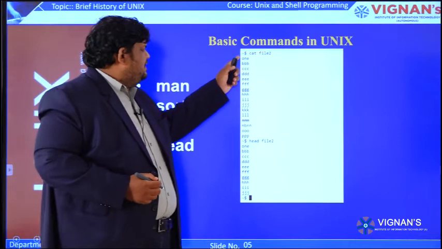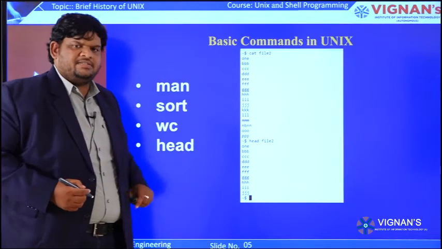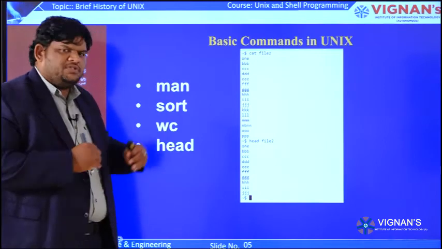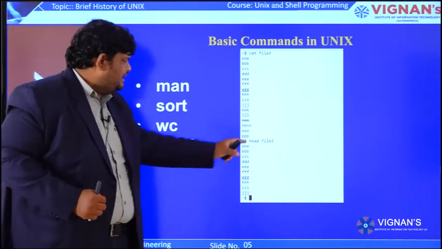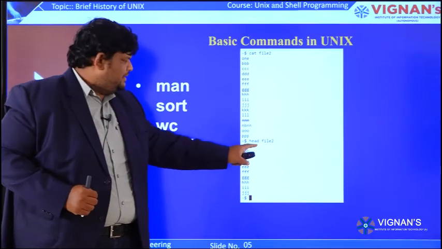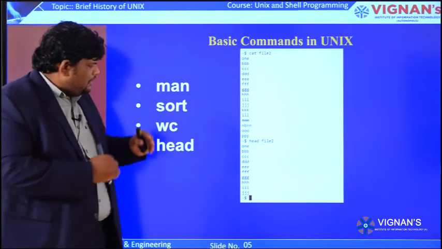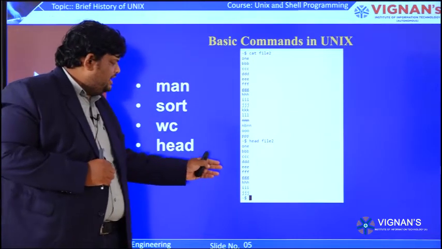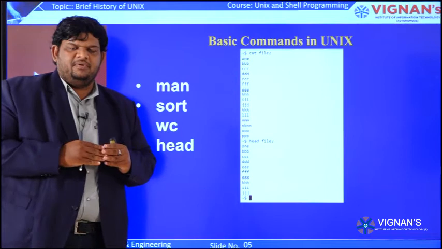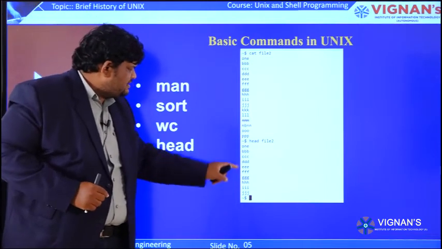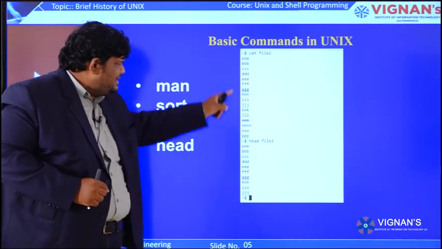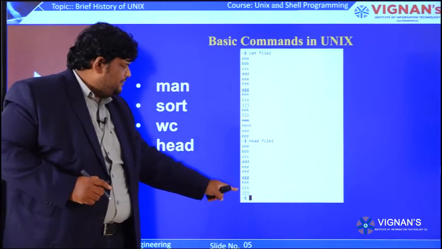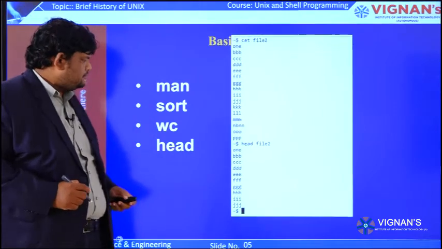For example, in our content, assume 100 records are there. If you want to see only the topmost data, for that we can use head space file2. Head command means only the topmost content will display. By default, it will display 10 lines. Head space file2 means, see here, so many lines or rows are there. Only the top 10 will display here. That is the use of the head command.